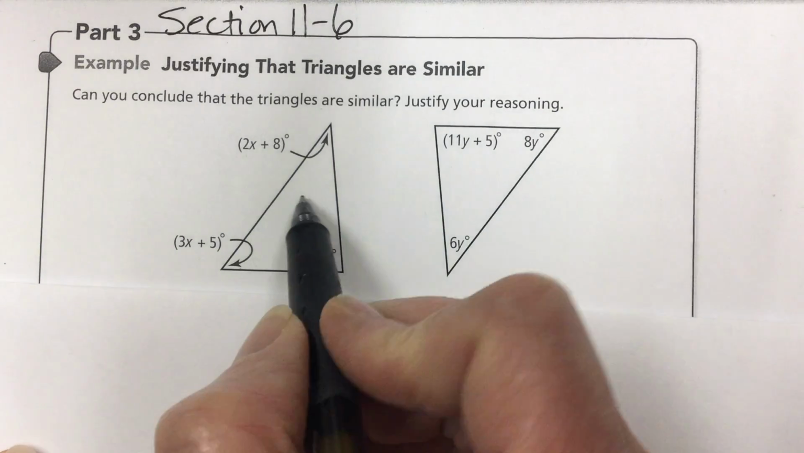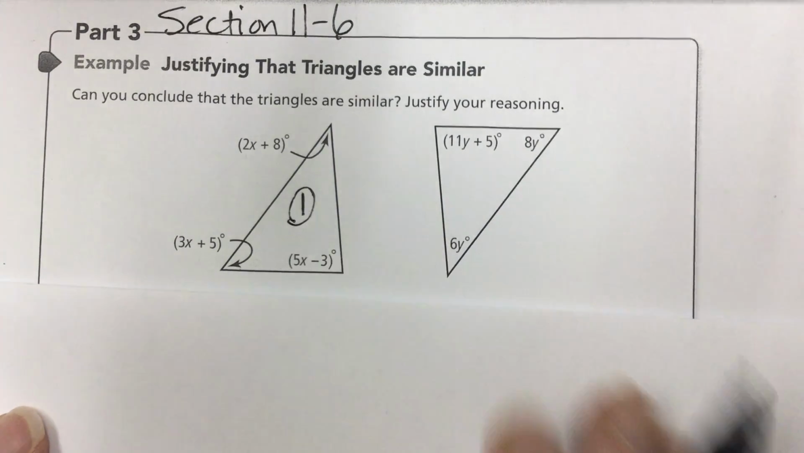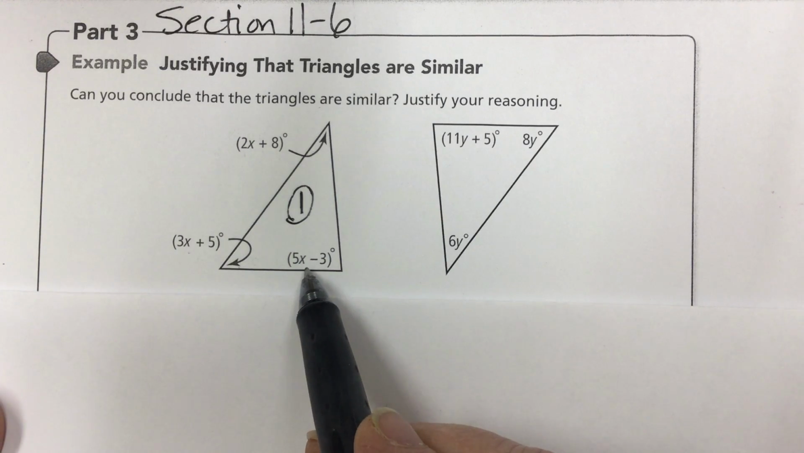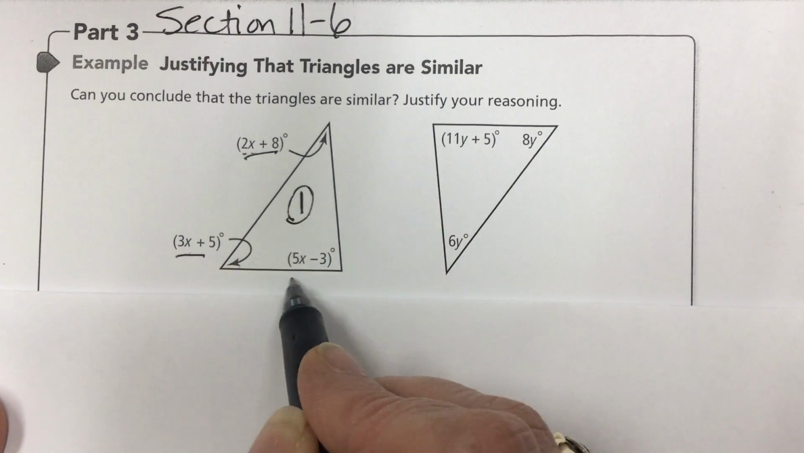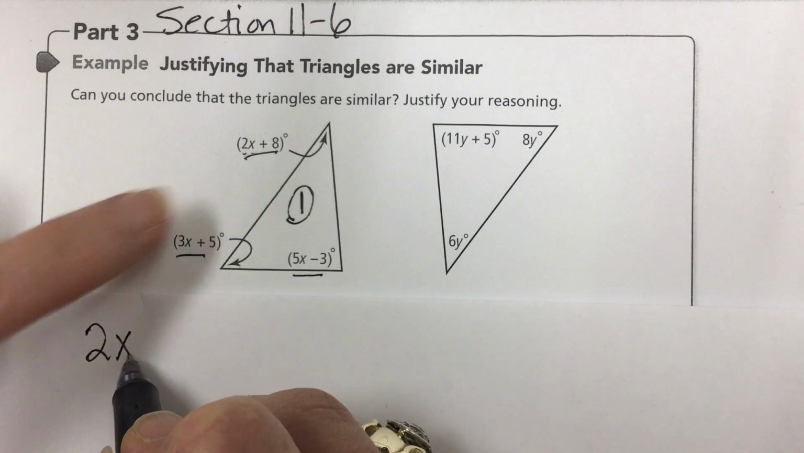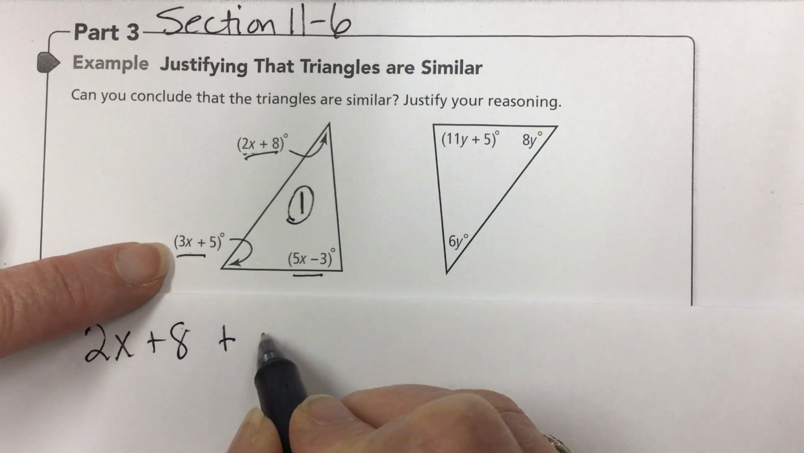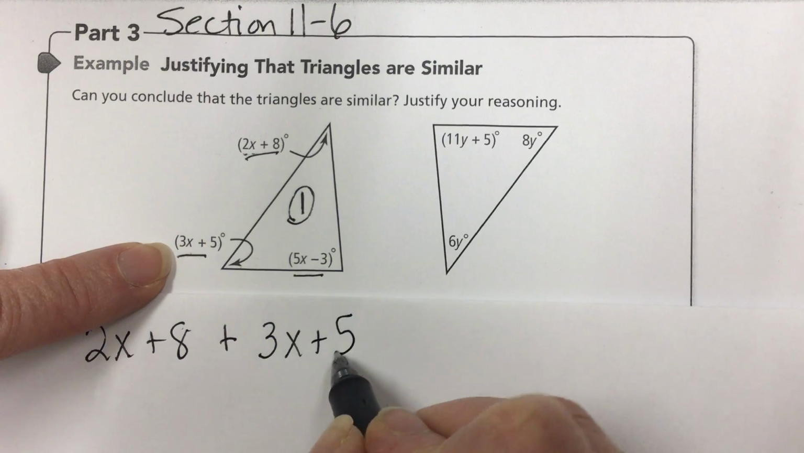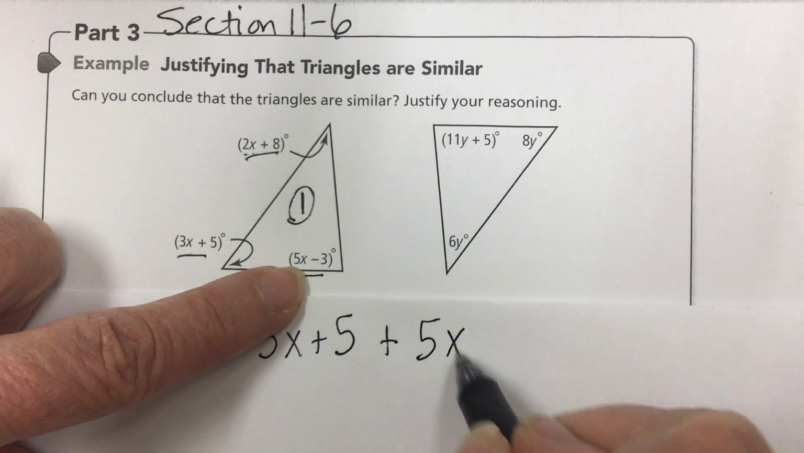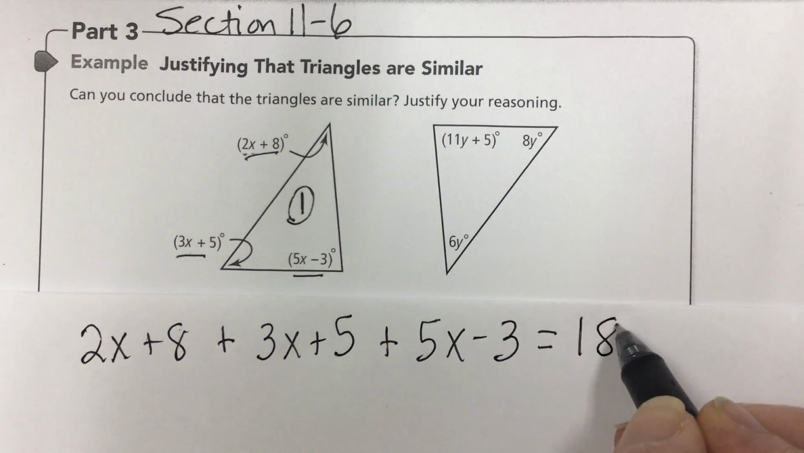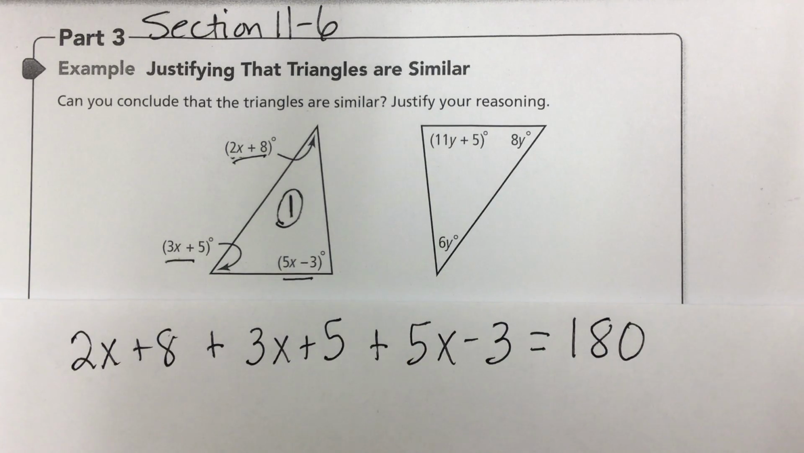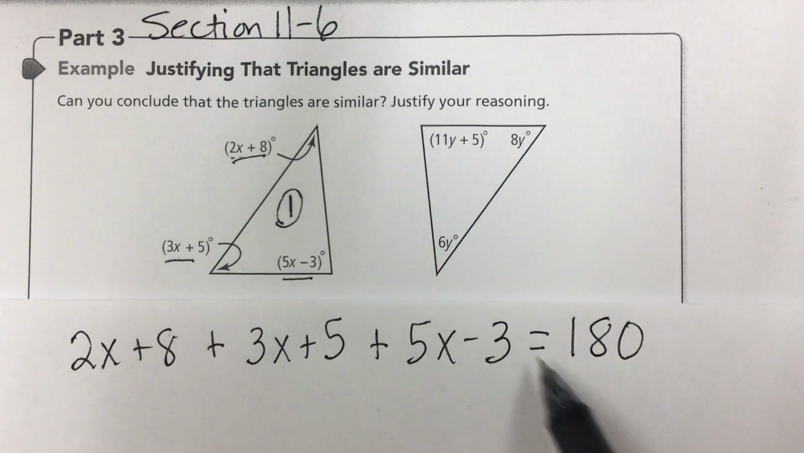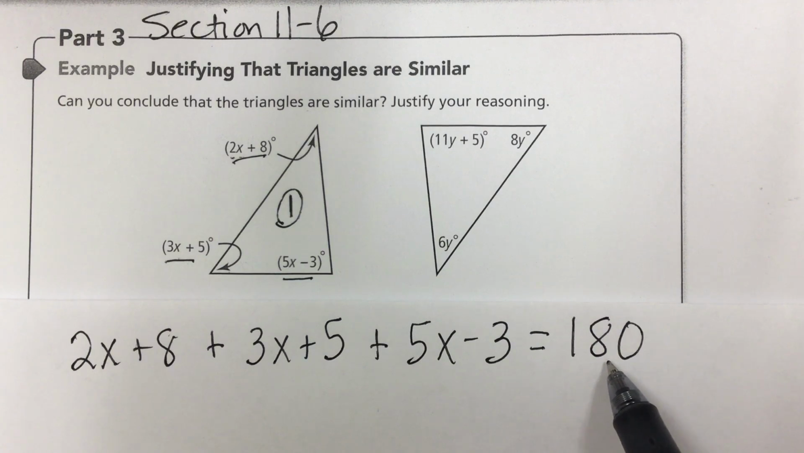So I'm going to start with this triangle. I'm going to label this triangle number 1. Well, I know that all three of these angles add up to 180. I've been given algebraic expressions, just like the last example. So I'm going to take the first angle, 2x plus 8, add it to the second angle, 3x plus 5, and add it to the third angle, 5x minus 3. And I'm going to set it equal to 180 because I know that all three of these angles add up to 180. So in order for me to find x, I must add all three of these angles together, set it equal to 180, and solve for x.